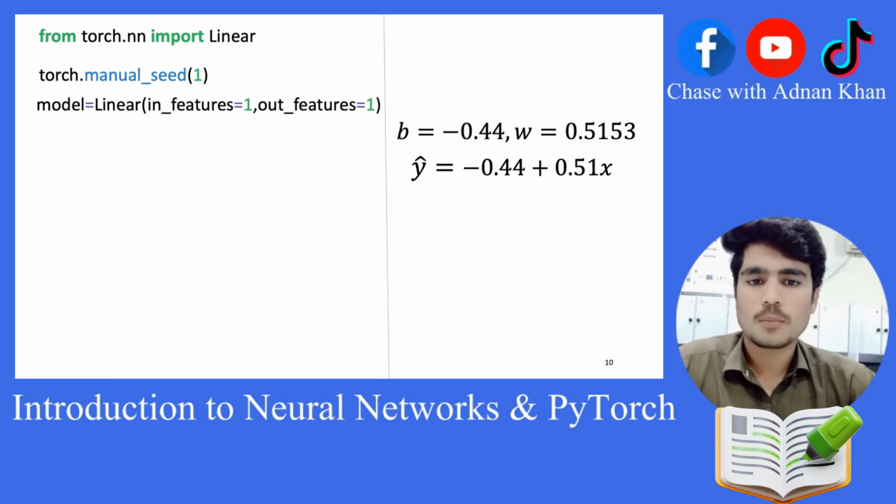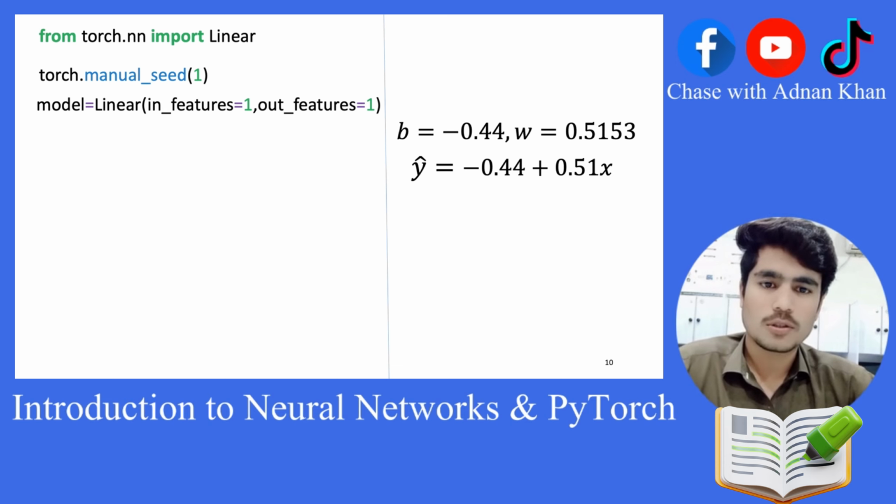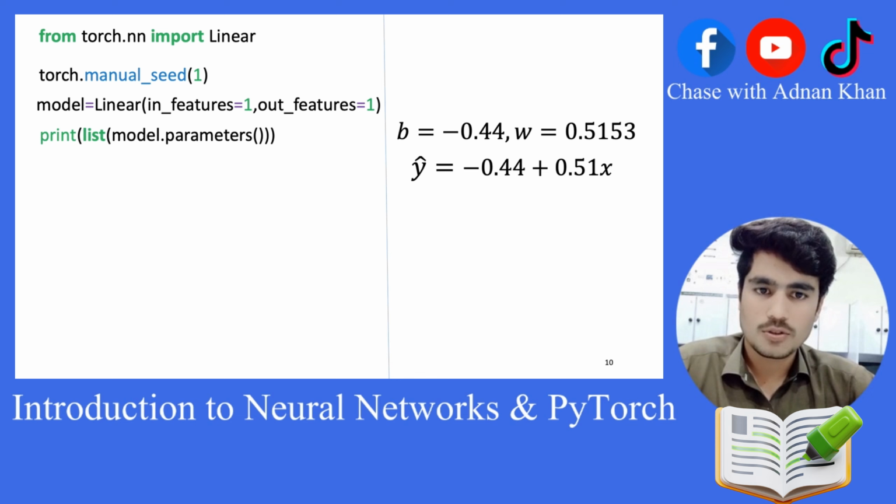We create a model object using the constructor linear. The parameter in features is the size of each input sample, or the number of columns. Out features is the size of each output sample. It essentially creates a linear function as shown in the right side of the screen. An important method is parameters.